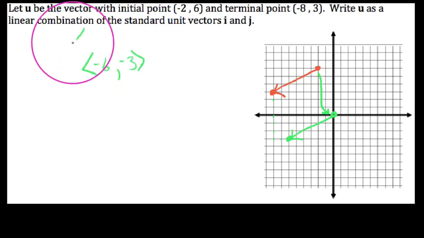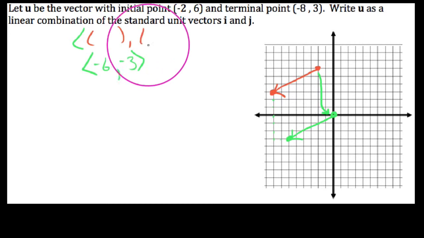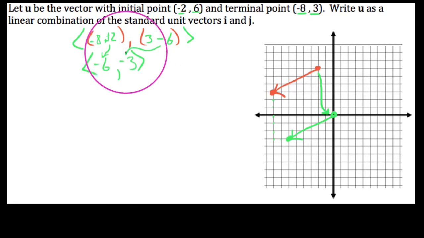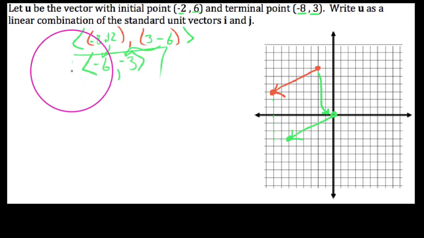And of course, we could have found this. By the way, the long way to do it is this. We take the x value of our terminal point minus the x value of the initial. So we say negative 8 minus a negative 2. And then this is plus a positive, and so you get your negative 6 here. And then we take our positive 3 minus a 6 here. We say 3 minus 6, and then we get negative 3 here. Okay, so here's the component form of our vector.